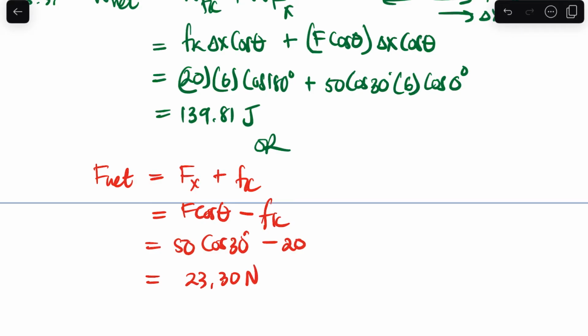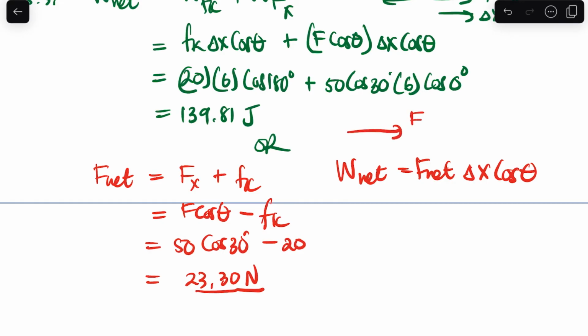After getting that F net, I will calculate the net work done, the work done by the F net, which is work net equal to F net delta x cos theta. Since the answer here is positive, it simply means that the F net is going in that direction and the displacement is going in that direction. So the angle between them is 0. So the F net is 23.3.